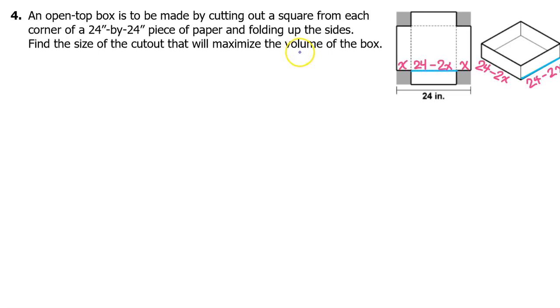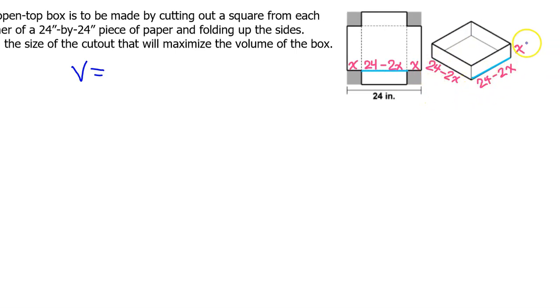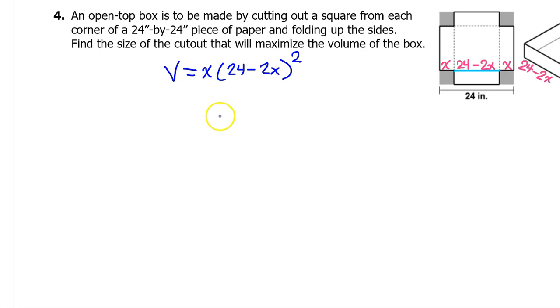Since we are trying to maximize volume, we need to write an equation for volume, which would be our primary equation. So we know the volume of a box is length times width times height. The length and the width are the same, so we can say 24 minus 2x times 24 minus 2x would be 24 minus 2x squared, and then times the height, so times x. This is an expression for volume.